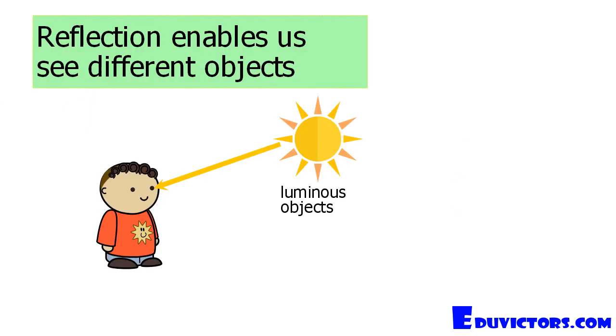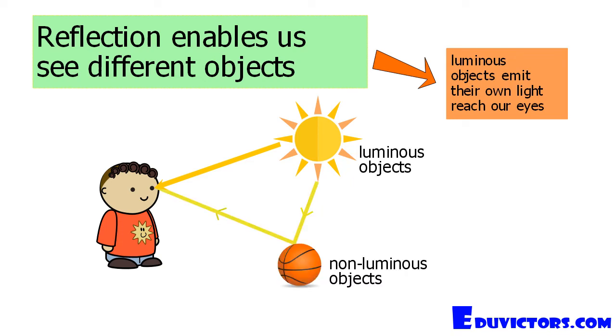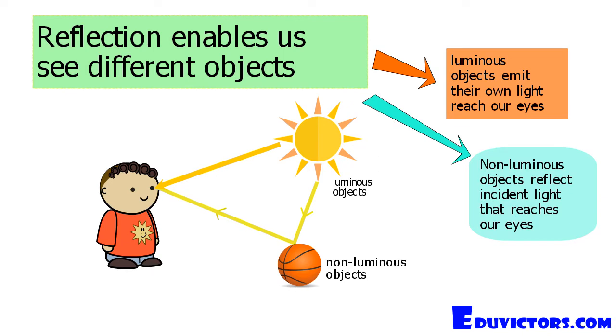Reflection of light is the process which enables us to see different objects around us. Luminous bodies are directly seen, but non-luminous objects are seen only because they reflect the light incident on them, which on entering into our eyes make them visible.